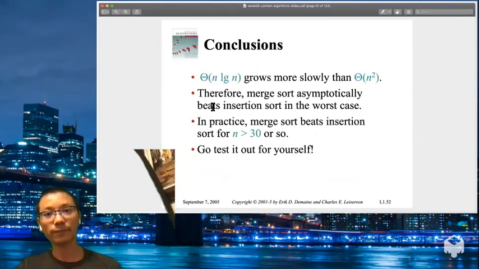Okay, so if you plot it in some graphing tool, you'll see that at some point n log n grows slower than n squared. N squared goes higher, which means it grows faster and that algorithm is slower. So we'll say merge sort asymptotically beats insertion sort in the worst case. Also, in practice we notice that when the size n grows to more than 30, usually merge sort beats insertion sort. Okay.